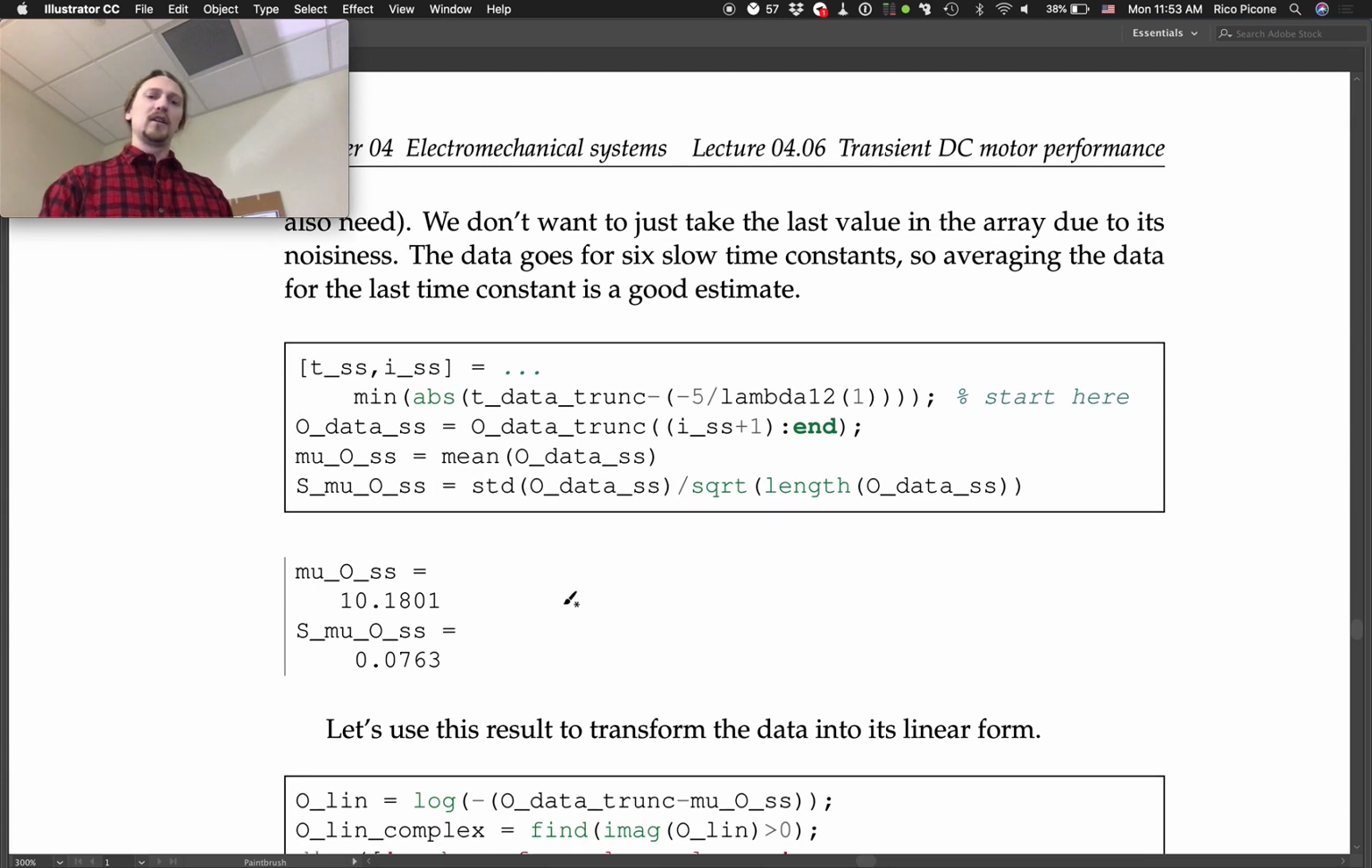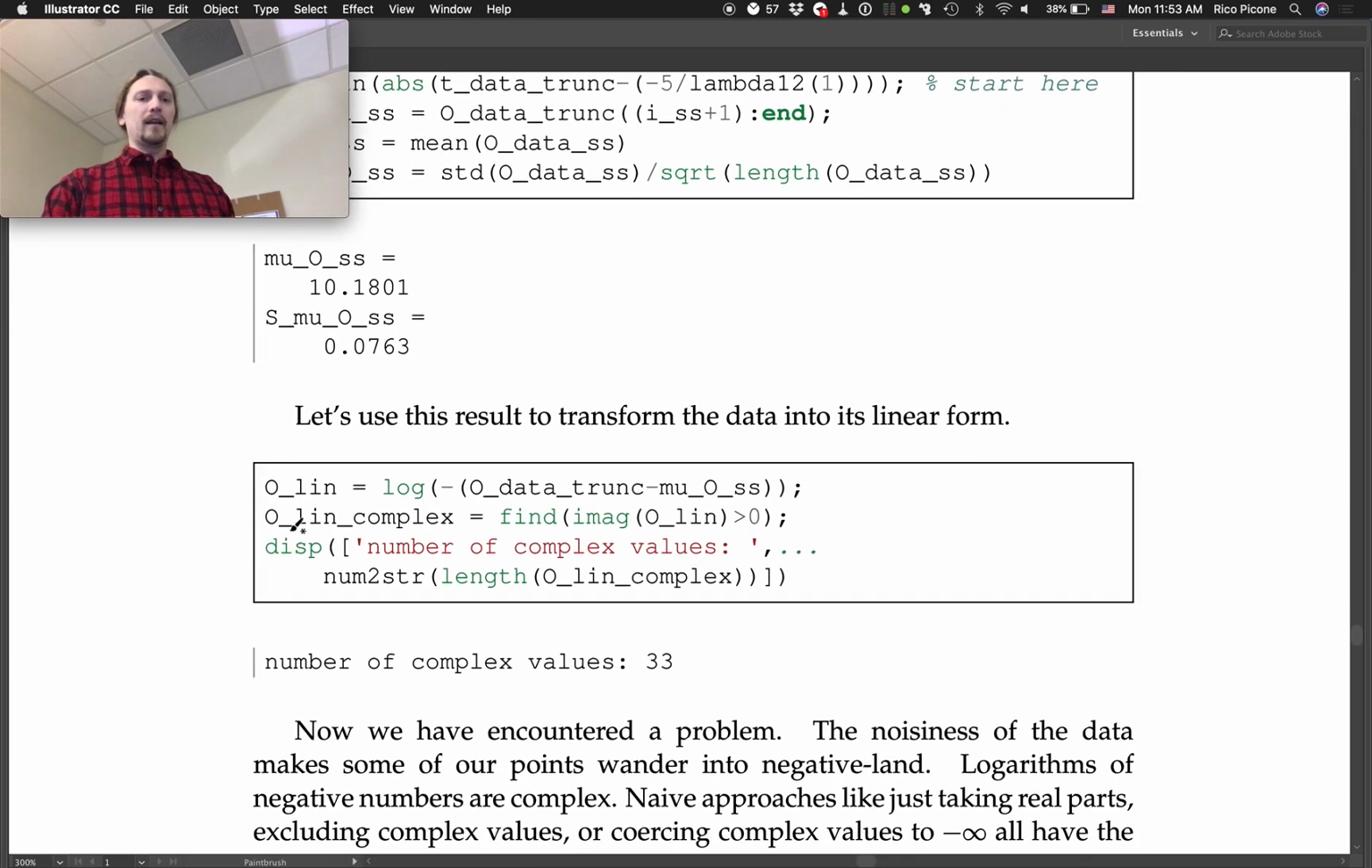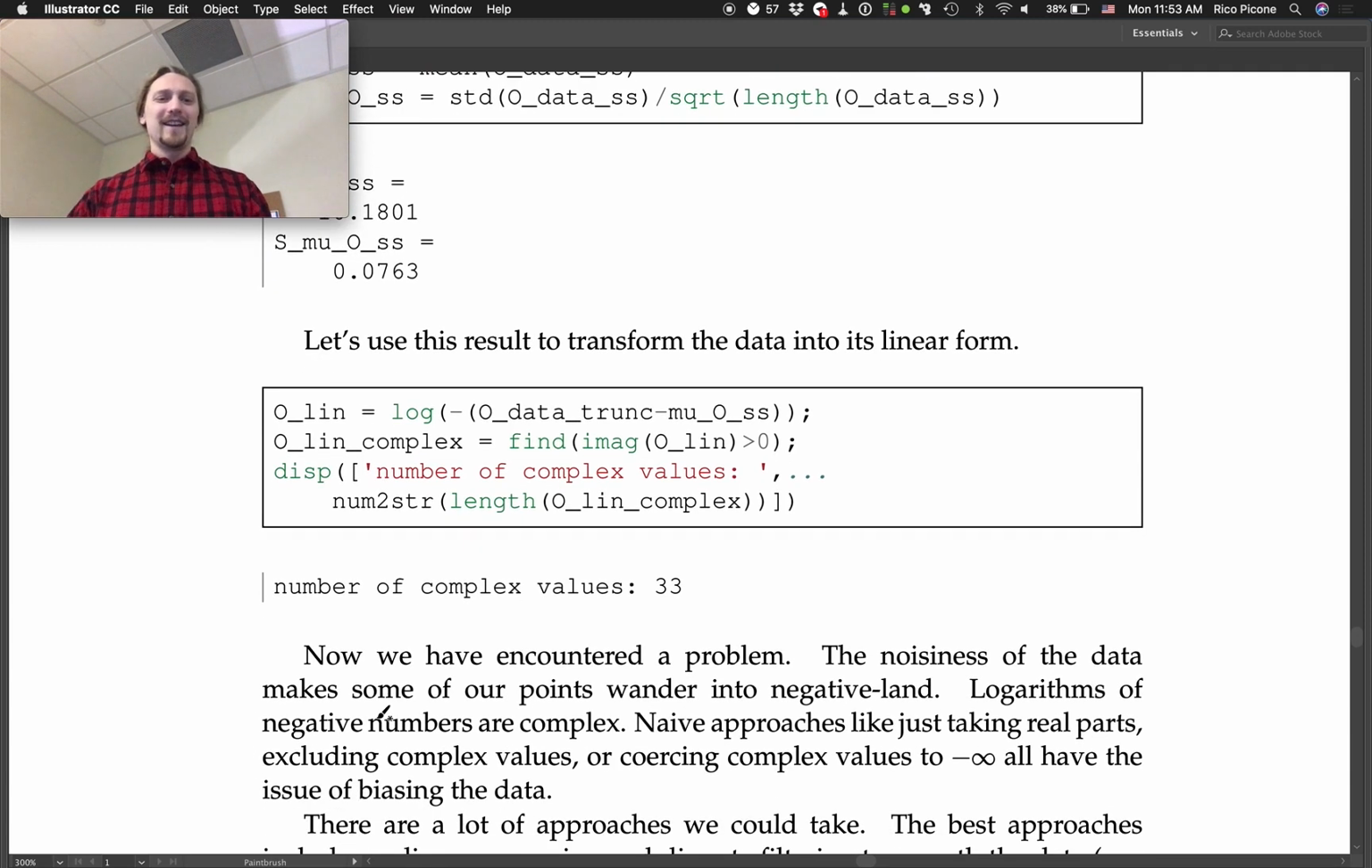I take a standard deviation just for fun. And I say let's use the result to transform the data into its linear form. Oh, I don't just take the standard deviation just for fun. I take it because you guys need to do error bars on your graphs. So don't forget that.